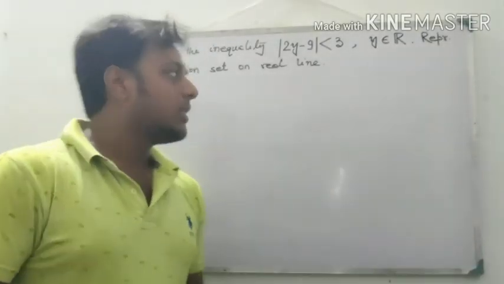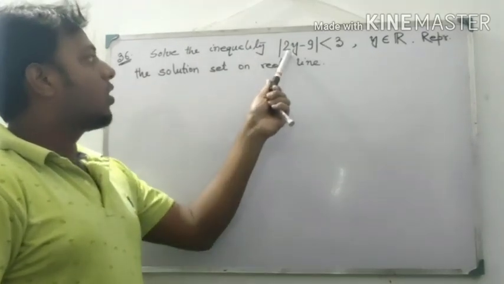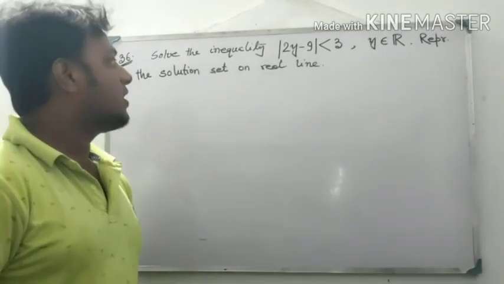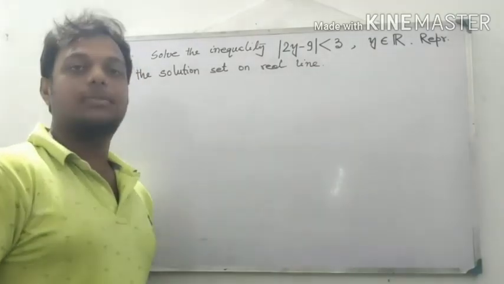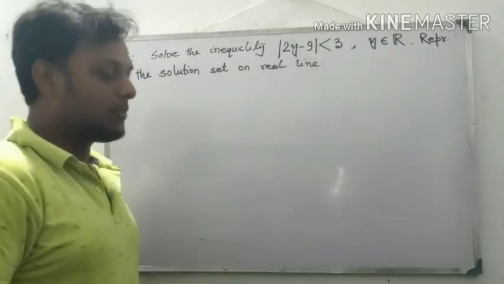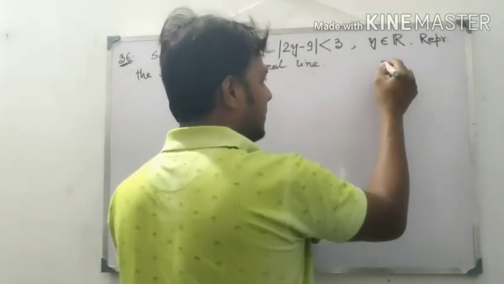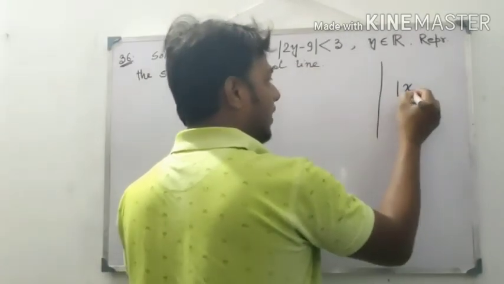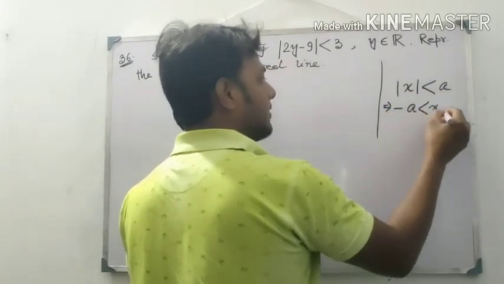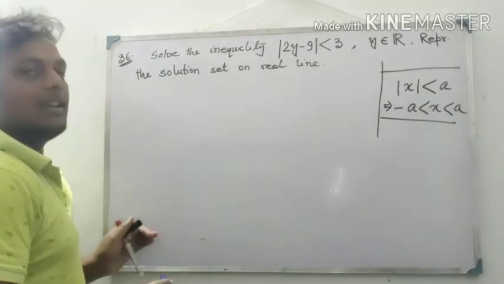Okay, next problem is from your exercise, problem number 36. Solve the inequality mod of 2y minus 9 less than 3, where y belongs to R. Represent the solution set on the real line. This is also a problem based on the absolute value function and absolute value inequalities. In the last video I discussed that if mod x less than a, then it can be written as minus a less than x less than a.